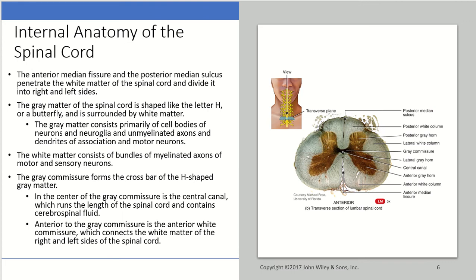So the gray commissure is going to form the crossbar of the H-shaped gray matter, sort of this thing in the middle here, our gray commissure. And the center of the gray commissure is going to have the central canal, which is going to run the length of the spinal cord, and it contains the cerebrospinal fluid. Anterior to the gray commissure is going to be the anterior white commissure, and this is going to connect the white matter of the left and the right sides of the spinal cord.